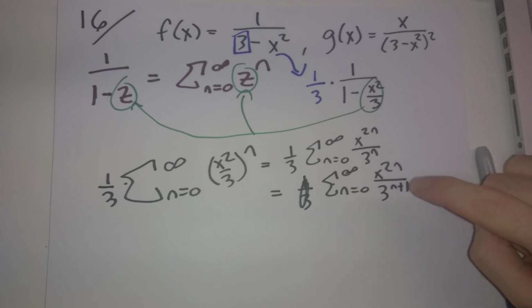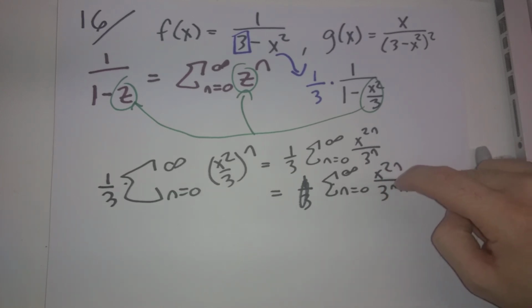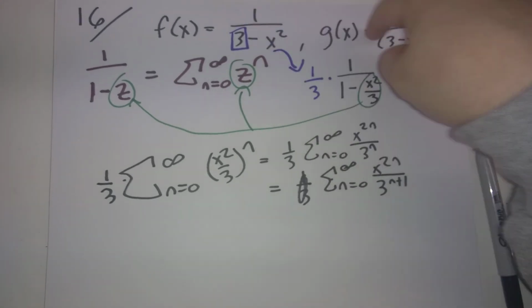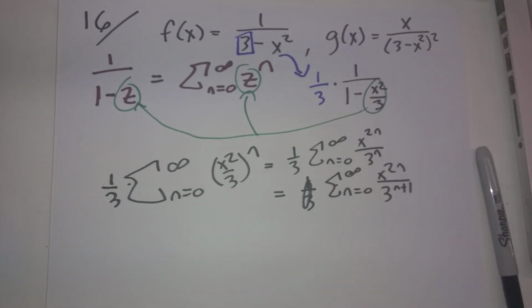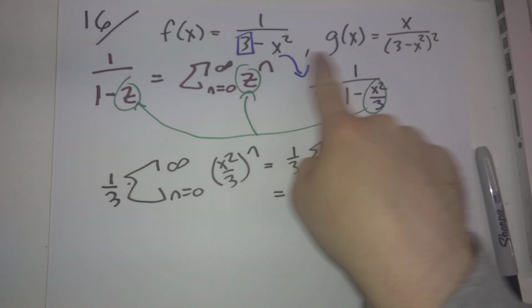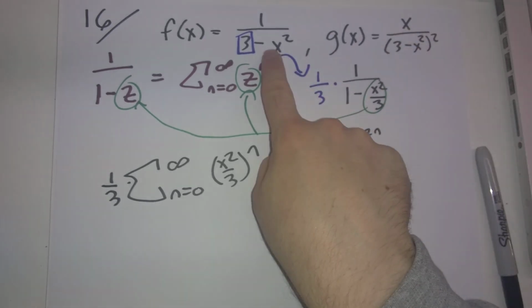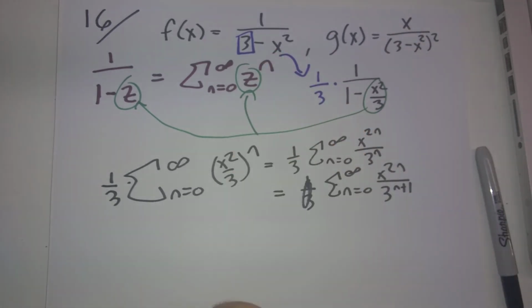Now we're supposed to come up with a series expansion for g of x, and we are told to do it using the series expansion for f of x that we just came up with. So what's the connection between these two functions? Well, note that when we square this denominator, we get 3 minus x squared, squared. The denominator here is the square of the denominator over here. And so this feels like maybe a quotient rule is happening here, taking the derivative to get this.